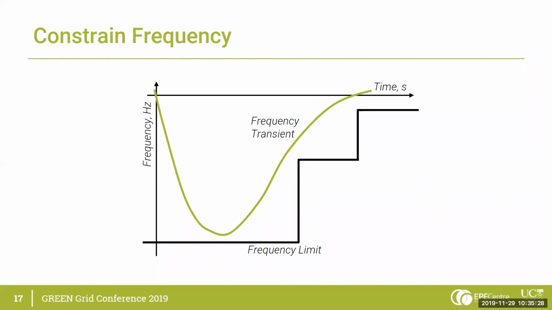From that frequency transient, we put constraints on the frequency. So that dark solid line at the bottom is a stepped frequency limit. Each time you have a step in that frequency limit, you have a constraint in the equations. And then at the time at which you reach the minimum of the frequency, you also have a constraint as well.